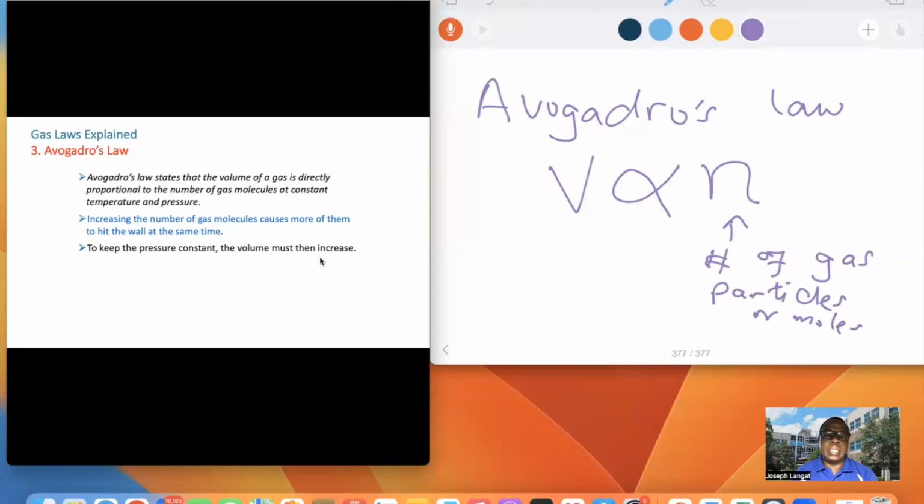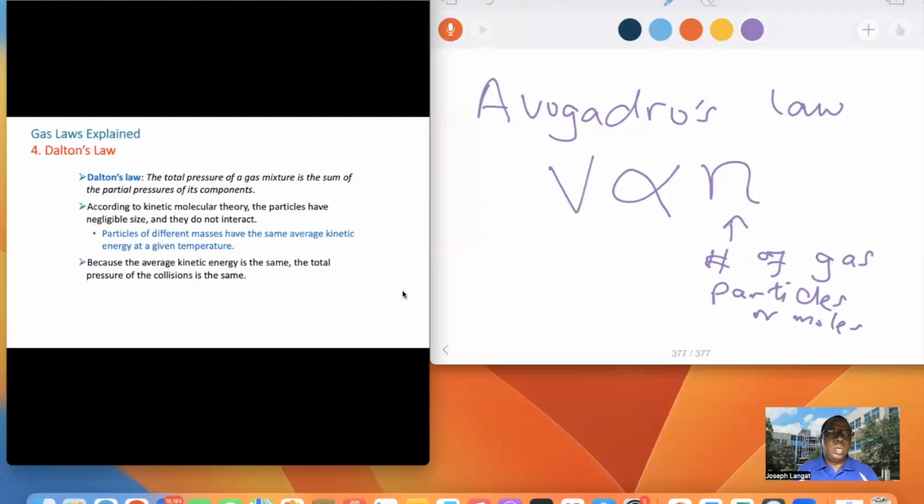The volume must increase. Take note of how the kinetic molecular theory says that increasing the number will cause more of them to hit the wall, because gas particles move randomly at a constant speed, and the more you have, the more will hit the wall of the container. And to keep the pressure constant, the volume must increase.